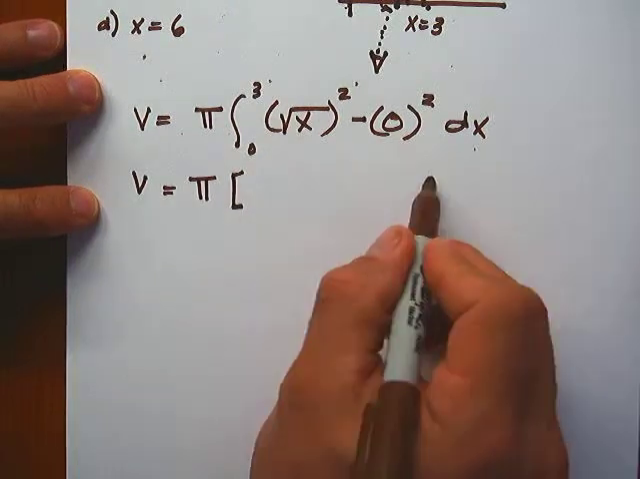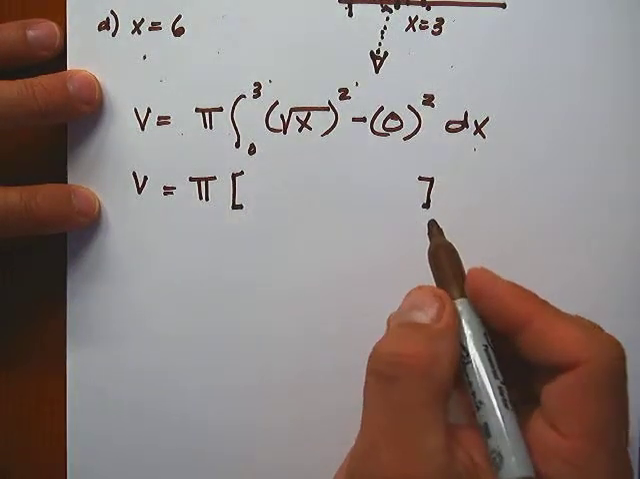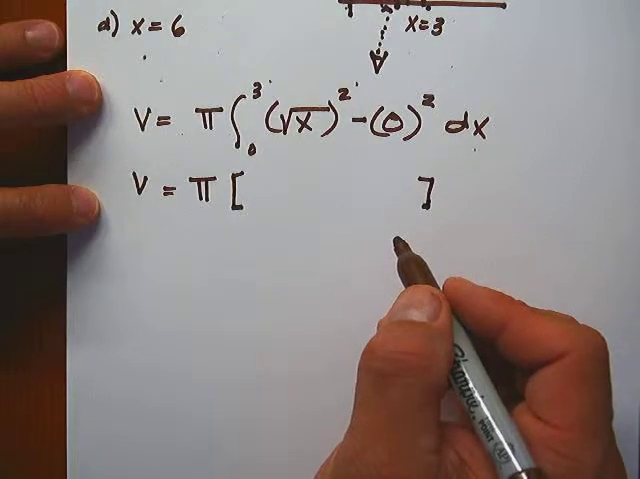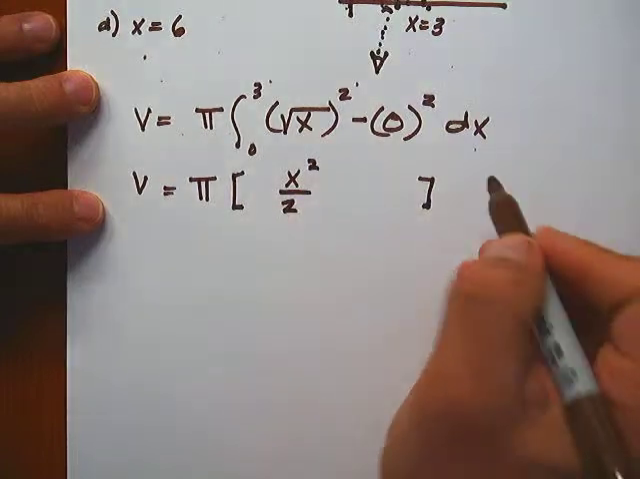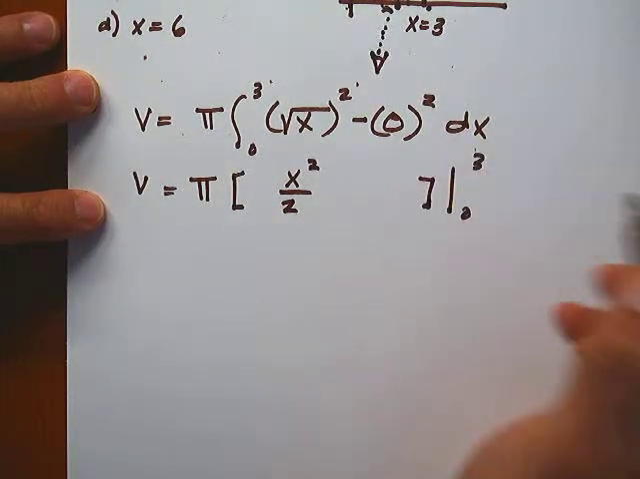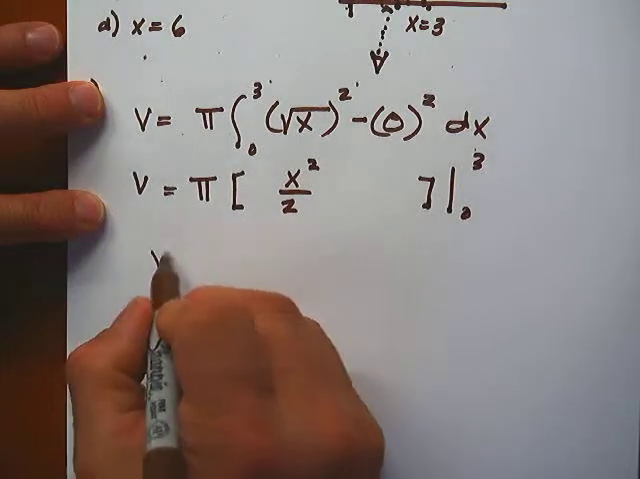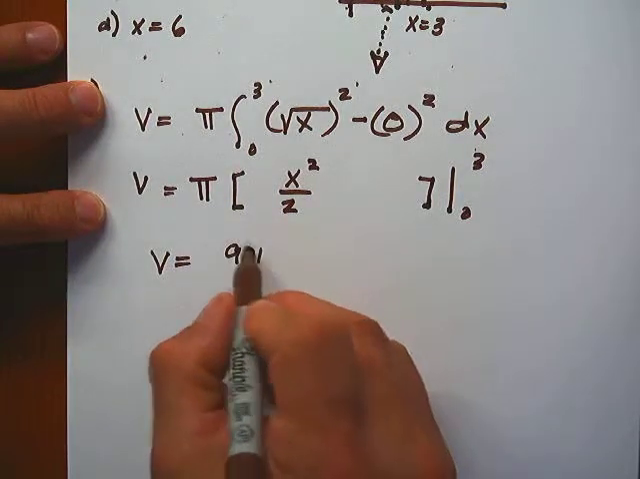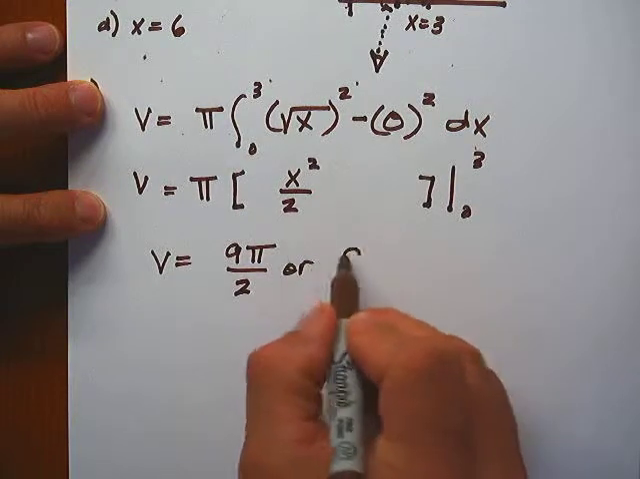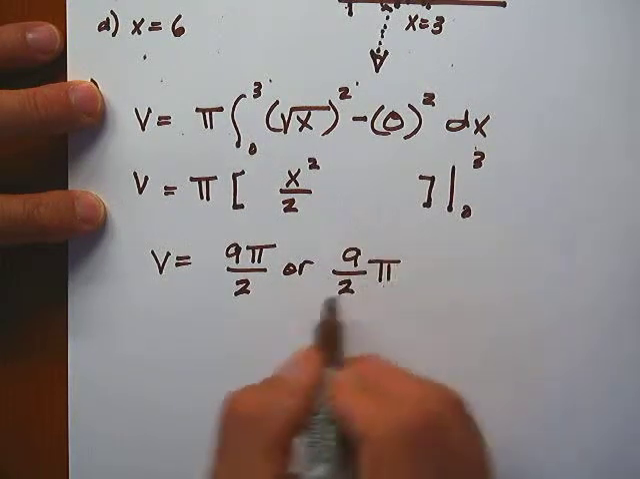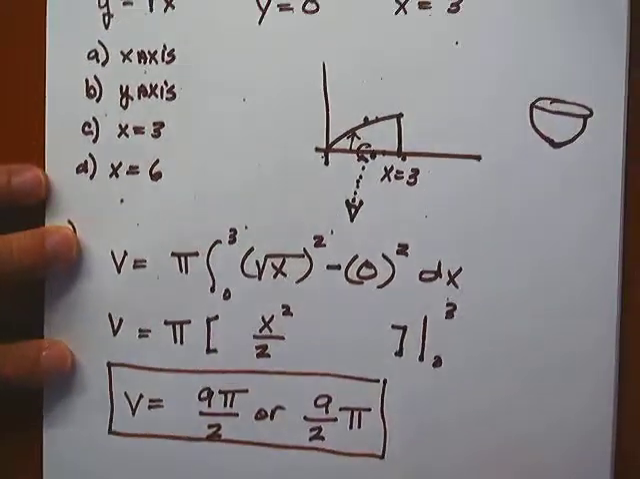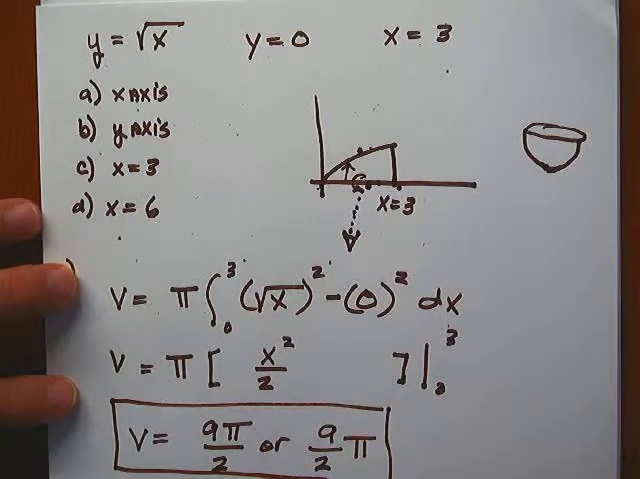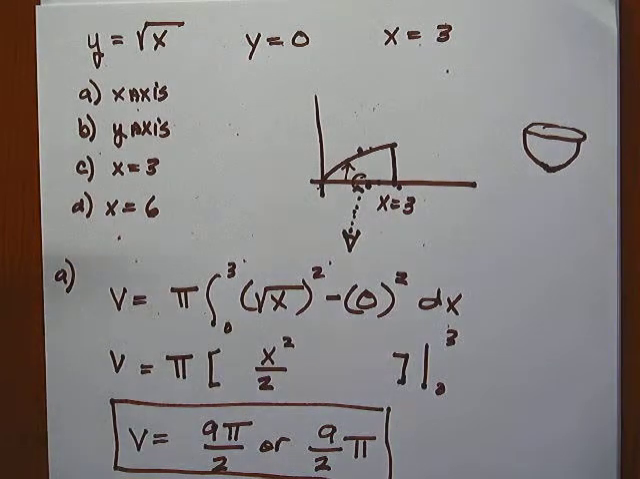A is equal to pi, and I'm going to go ahead and integrate it, and I think it comes out to be x squared over 2, evaluated at 0 and 3, which gives us 9/2. Volume equals 9 pi over 2, or 9/2 pi. Now that one's pretty simple because it's pretty straightforward about the x-axis. And that's that one.